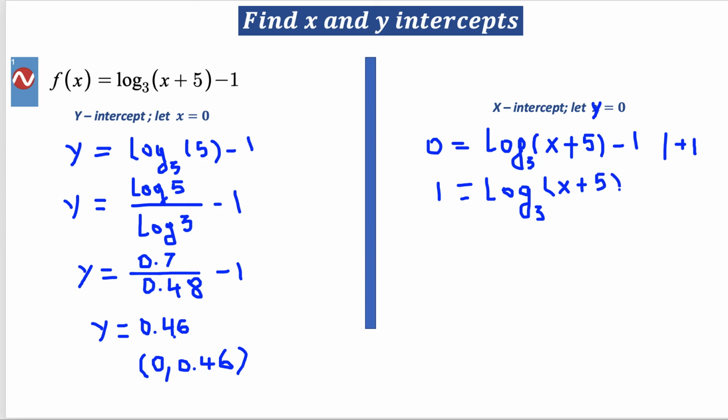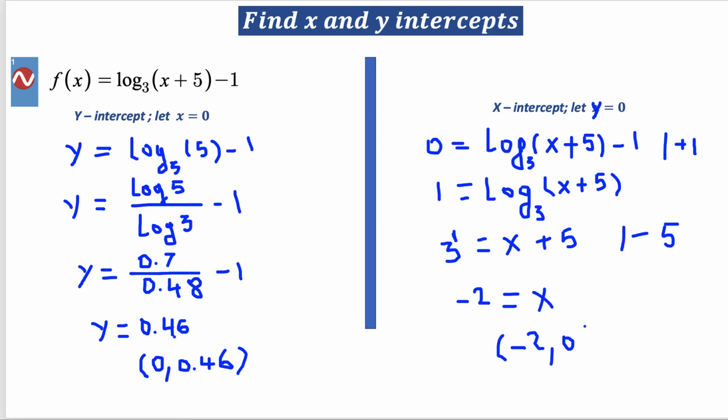And now I'm going to convert to exponential form. This base 3 goes to the other side and becomes the base of the exponent, and 1 is the exponent, and here I have x plus 5. So 3 to the exponent 1 is 3, equal to x plus 5. I am subtracting 5 from both sides, and plus 5 minus 5 leaves just the x. On the other side, minus 5 plus 3 is minus 2. So x is equal to minus 2. And now the x-intercept is going to be minus 2 and 0.